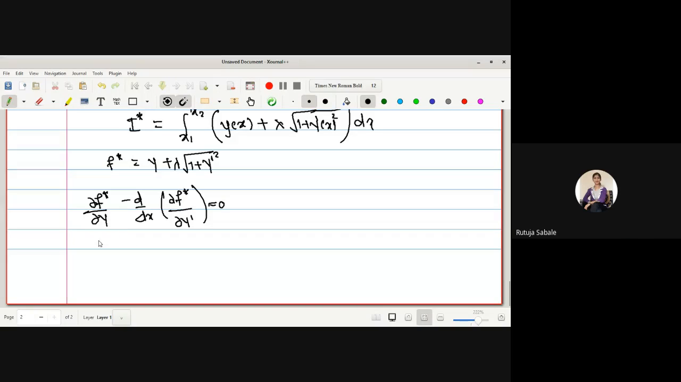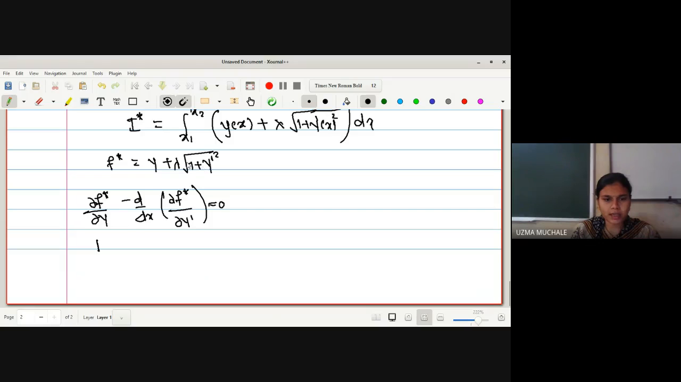There is no term of y in the second term, so hence it will be 0. Minus d by dx of f star with respect to y dash. This lambda I have to keep as it is. The derivative of f star we have to find out with respect to y dash. There is no term of y dash here, so it will be 0.